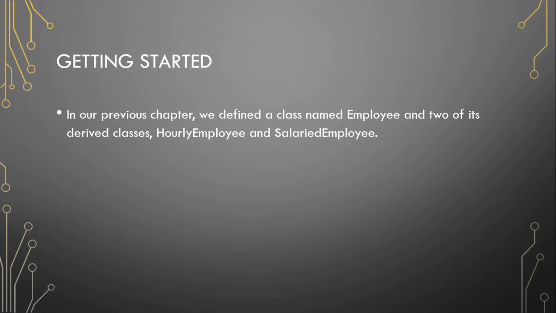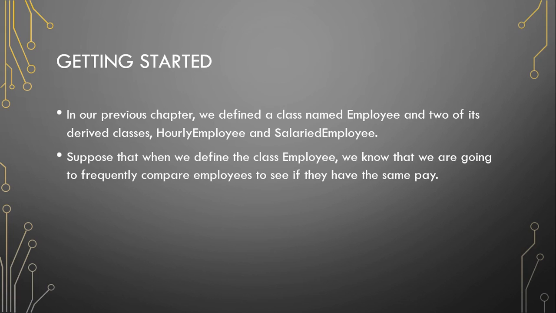So getting started, in our previous chapter, we defined a class called Employee and two of its derived classes, HourlyEmployee and SalariedEmployee. Of course, we've also done other ones like CommissionedEmployee, but those are the main ones that we focused on.